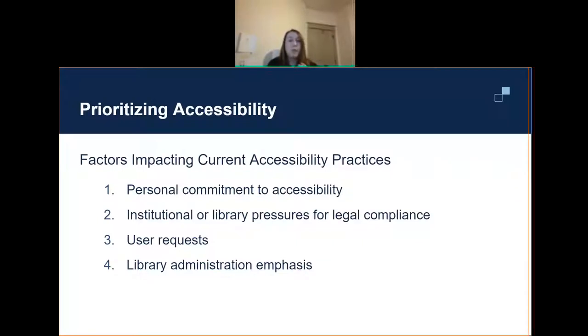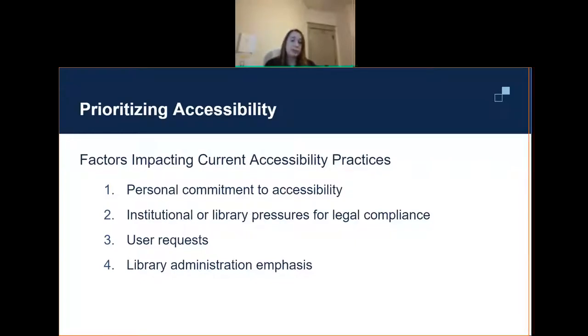Okay, so when we asked people what factors contributed to their current accessibility practices, the top response that we got was a personal commitment to accessibility. So people are recognizing that this is an important issue and it's something that they want to try to improve and do something about, even without either a library or an institutional mandate to do so.